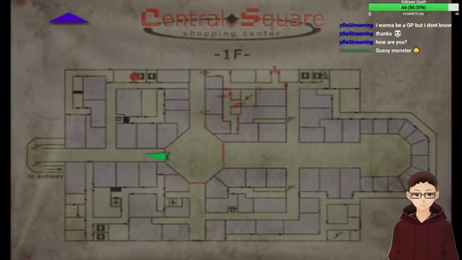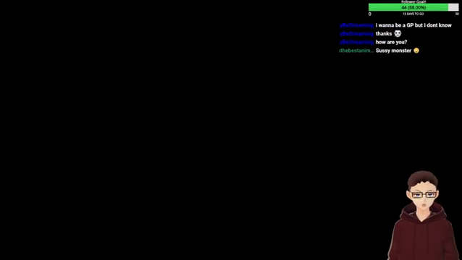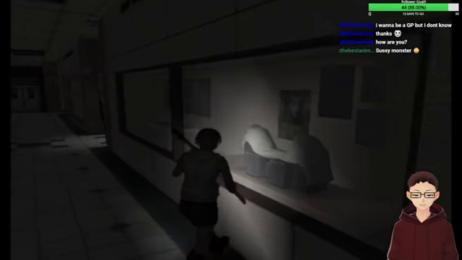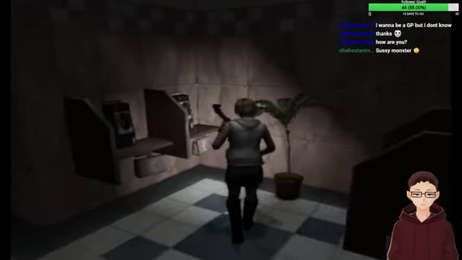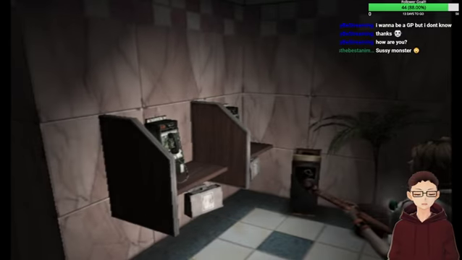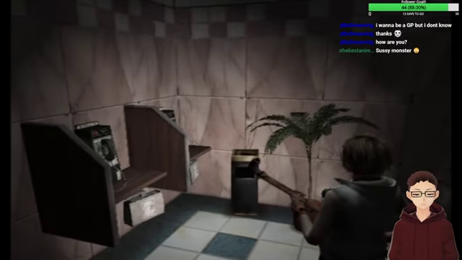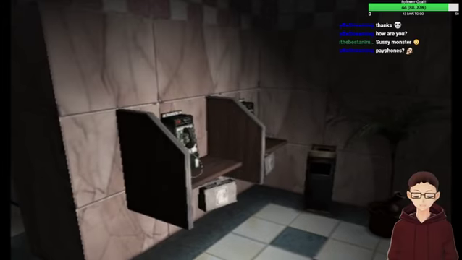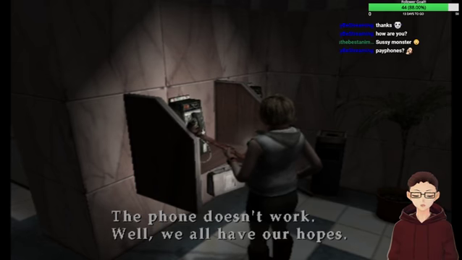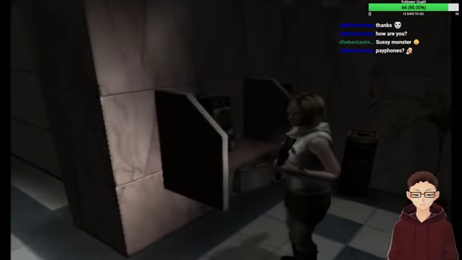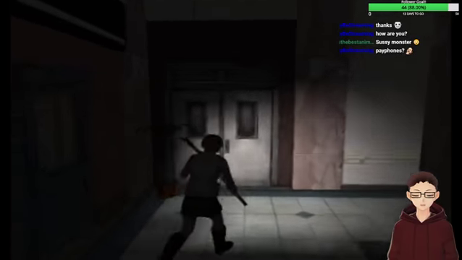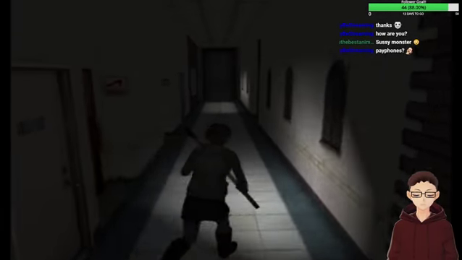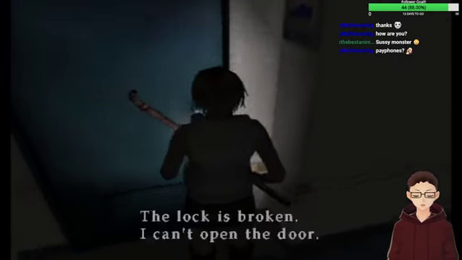Okay, I think this is the way out. I'm pretty sure there aren't any collectibles anywhere. Oh my gosh, are any of you old enough to remember what these are? So, back when dinosaurs roamed the Earth, if you wanted to make a phone call, you had to walk up to this box. Oh boy. The phone doesn't work. Well, we all have our hopes. I wish I could get a hold of Dad. Yeah, so right now she's trying to get back to her dad's apartment. And this is what the mall normally looks like.